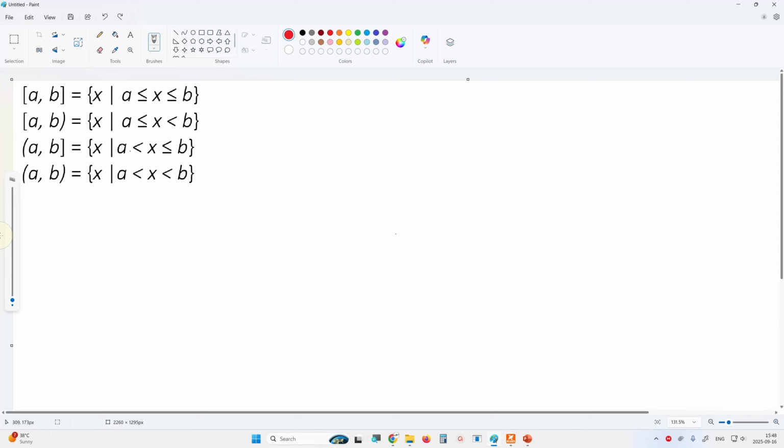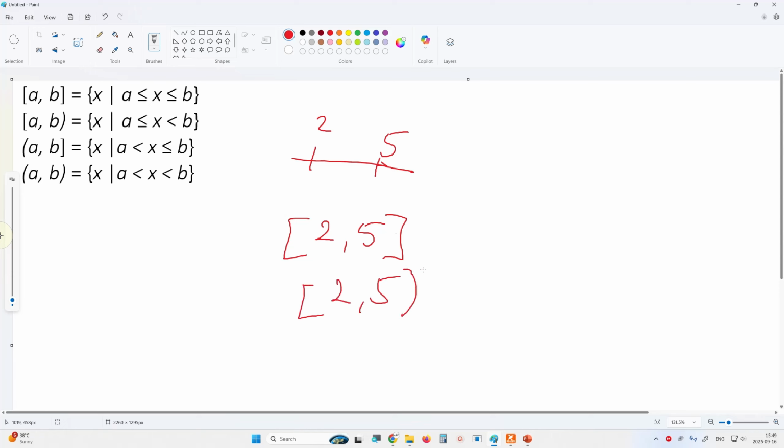If you have an interval between, let's say, 2 and 5, am I going to include 2? Am I going to include 5? Well, it depends on how I write it. If I write it like this, with 2 and 5, that means the 2 is included and the 5 is included. If I write it like this, that means the 5 is not included.